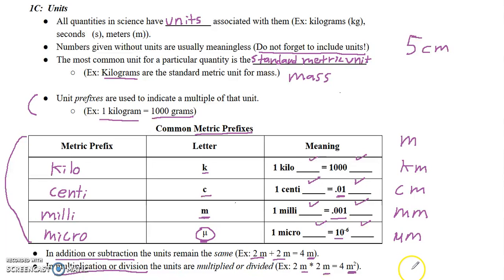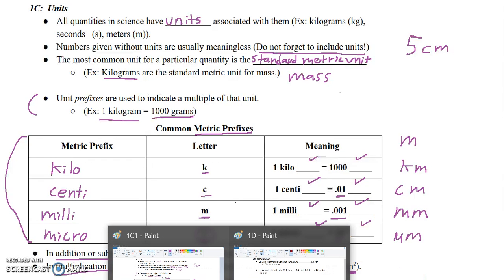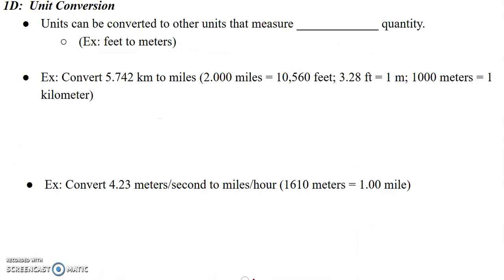So that's all the stuff for units. The next thing we're going to look at is unit conversion, so how to get from one unit to another. Here we go. Units can be converted to other units that measure the same quantity.